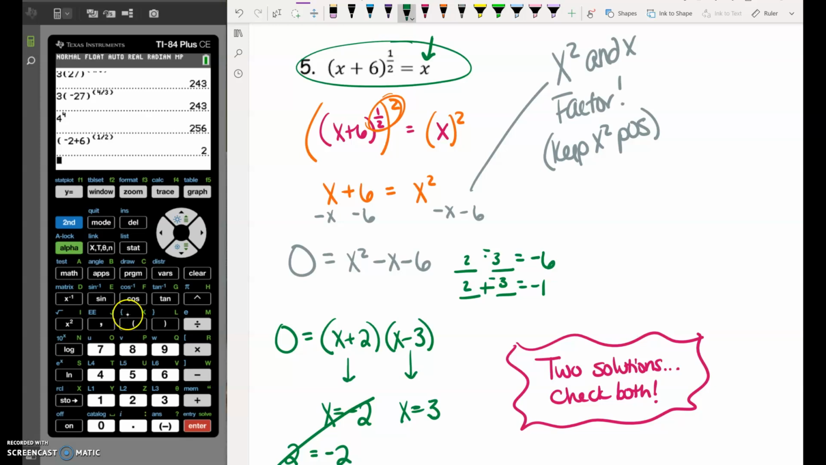Let's plug 3 in. On the left side, 3 plus 6 raised to the 1/2. Oops, that's 1 divided by 2. Is 3. So I have 3 on the left side. Plug 3 into the right side. The left side and the right side are the same, so that solution works.